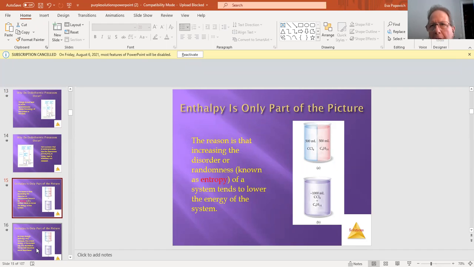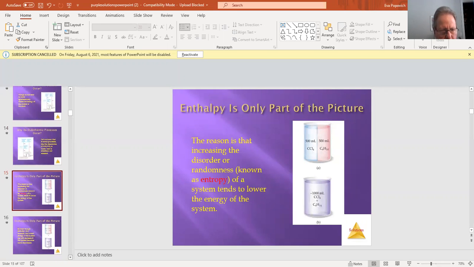Endothermic, exothermic is involved in something called enthalpy. The other thing that gets involved is something called entropy. The tendency for a system to become random.